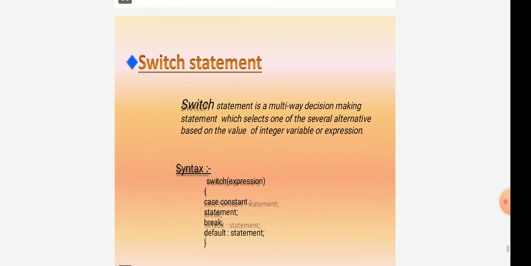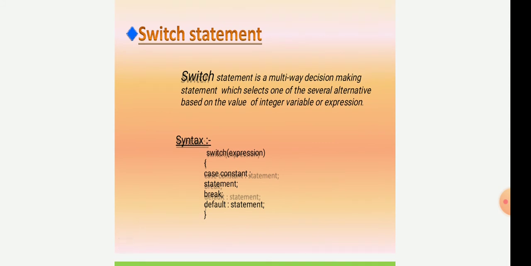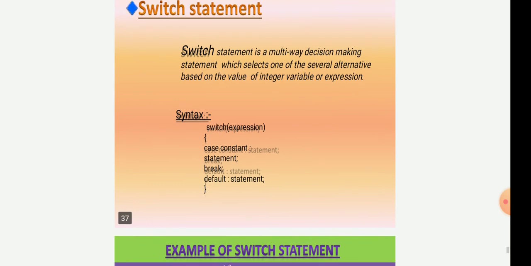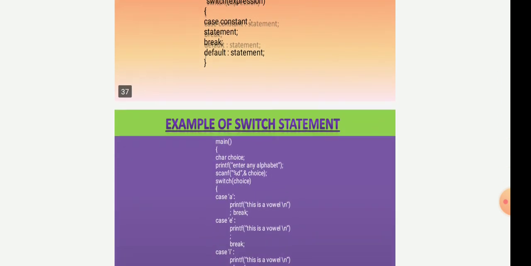Okay, so dear students, at last I am giving switch statement. Why are we using switch statement? Whenever we have multiple choices, the switch statement is a multi-way decision making statement which selects one of the several alternatives based on the value of an integer variable. So here you can see, first of all we write switch, and in brackets we have expression. On the basis of this expression, we can execute the cases such like this.